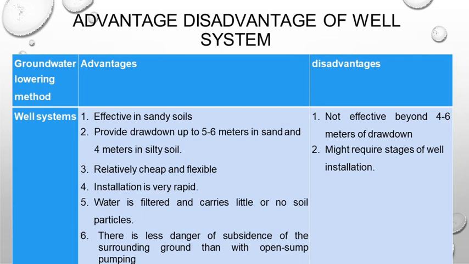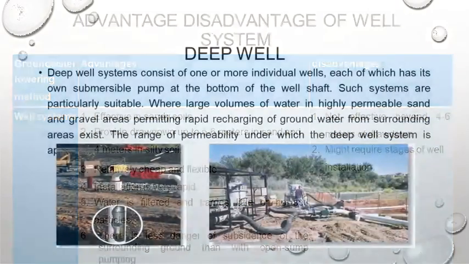Relatively cheap and flexible. Installation is very easy. Water is filtered and carries little or no soil particles. There is less danger of subsidence of the surrounding ground than with open sump pumping. What are the disadvantages of the well system? Not effective beyond 4 to 6 meters of drawdown and might require stages of well installation.